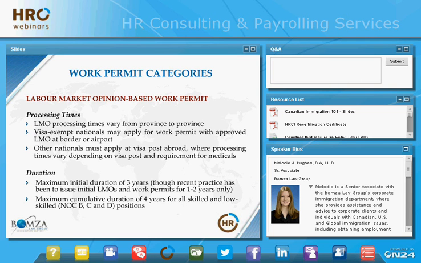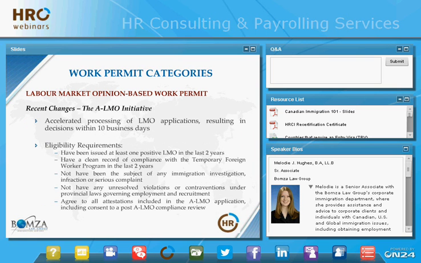Now, as you can see from the processing times, the rules associated with it and caps, the labour market opinion can be quite onerous. To address these really lengthy processing times in particular, Service Canada, together with CIC, introduced a new initiative called the Accelerated Labour Market Opinion Initiative, which allows Service Canada applications to be processed within 10 business days. Sounds great.